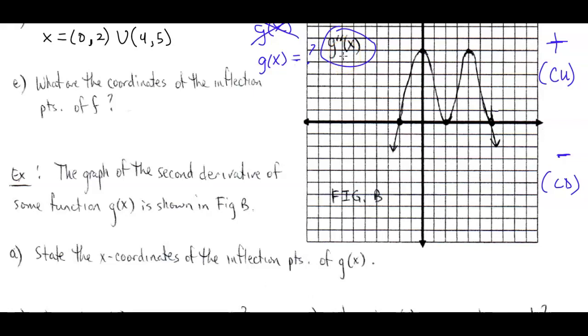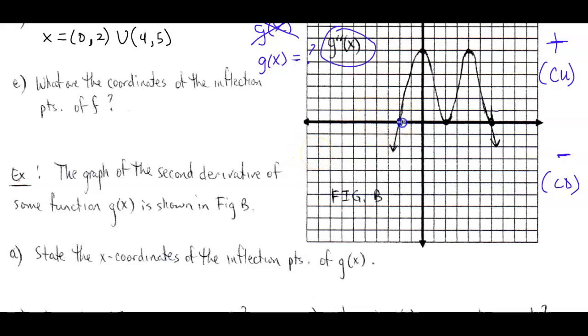And we will also find out the places where we have inflection points whenever we see that there is a change in concavity. Put another way, we will see that there is a change in the second derivative going from below the x-axis to above, or above the x-axis to below. And so our first question says, state the x-coordinates of the inflection points, okay? So in other words, state the x values where that happens.